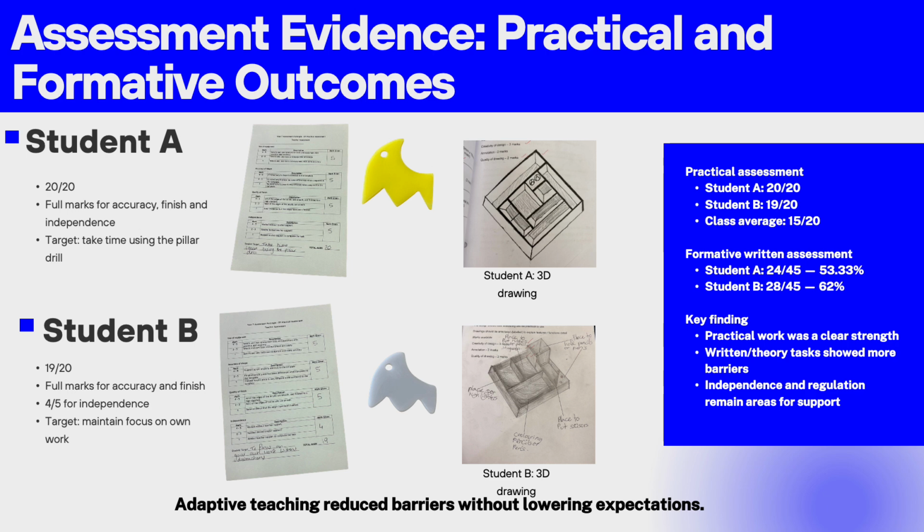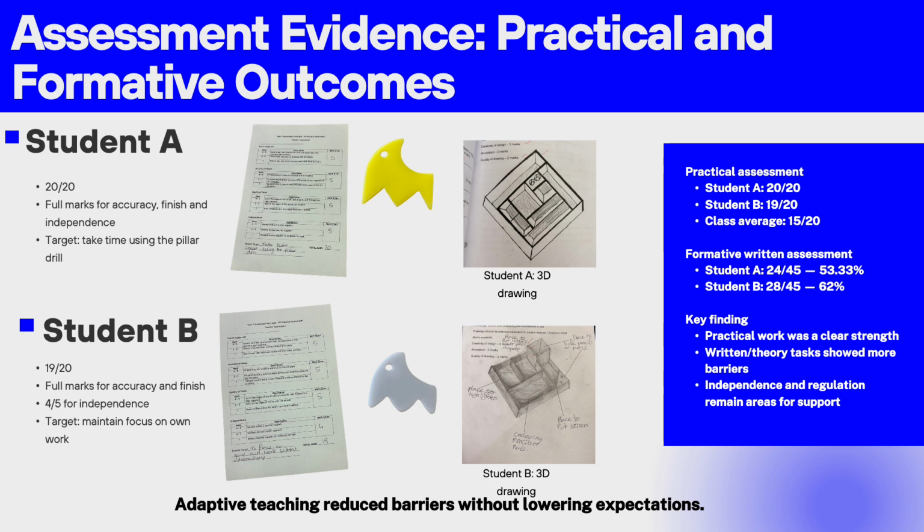This assessment evidence gave me a useful comparison between practical and written outcomes. In the practical assessment, student A achieved 20 out of 20 and student B achieved 19 out of 20, compared with a class average of 15. This suggests that practical work was a clear strength for both pupils. Their formative written assessment showed a different picture. Student A achieved 24 out of 45, which is 53.33%, and student B achieved 28 out of 45, which is approximately 62%. This suggests that written and theory-based assessment created more barriers than practical work.